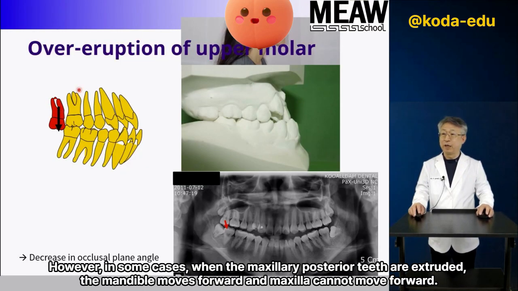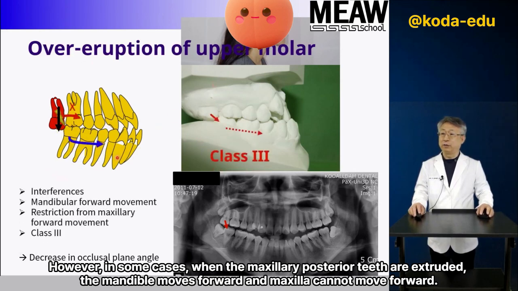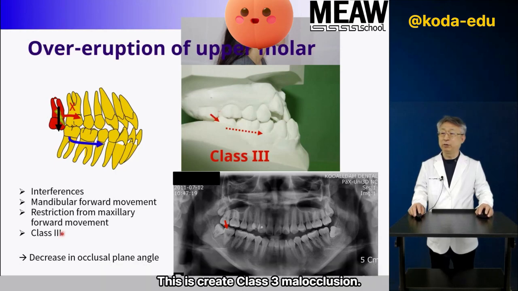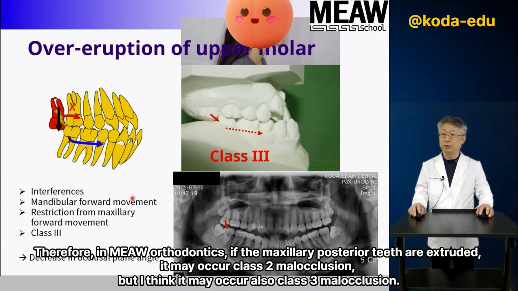However, in some cases, when the maxillary posterior teeth are extruded, the mandible moves forward and the maxilla cannot move forward. This is correct class 3 malocclusion. Therefore, in MEAW orthodontics, if the maxillary posterior teeth are extruded, class 2 malocclusion may occur, but I think class 3 malocclusion may also occur.